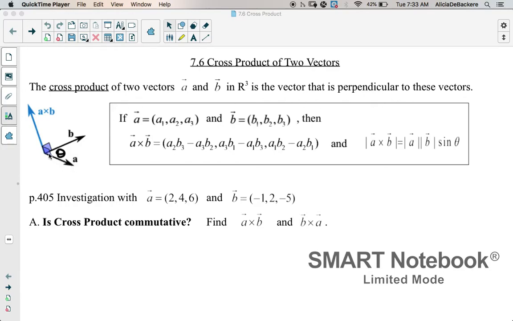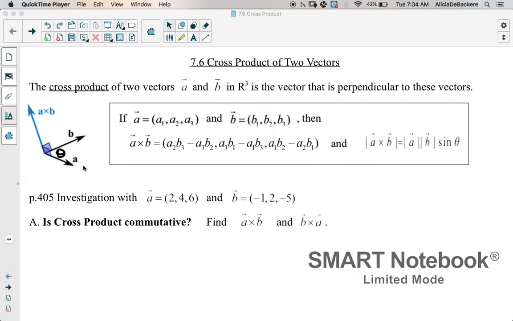So here in the picture you can see here are my two original vectors A and B with an angle of theta between their tails. When I do the cross product, the result will be this vector A cross B, which is perpendicular to both A and to B. So it kind of sticks off in a different direction.